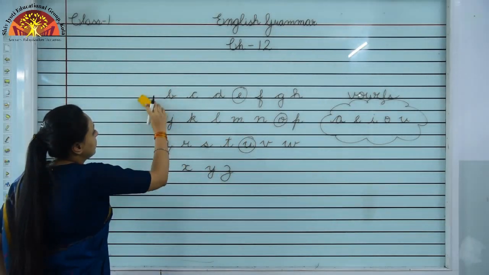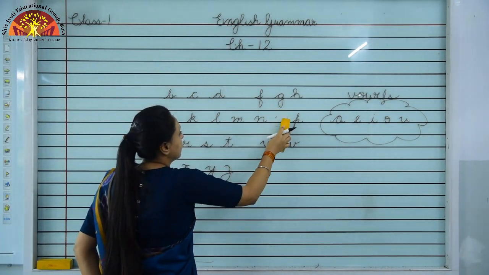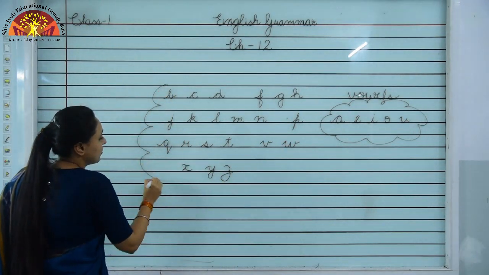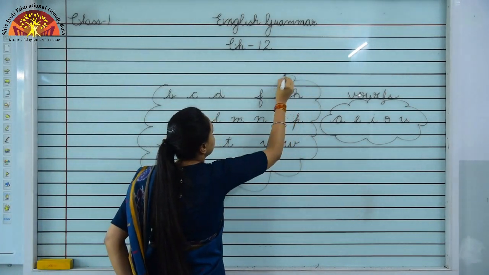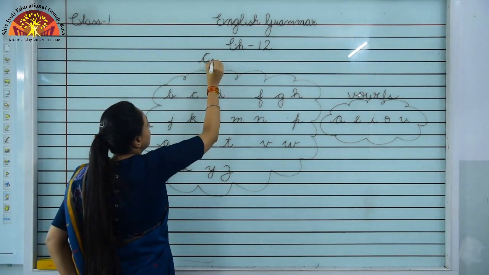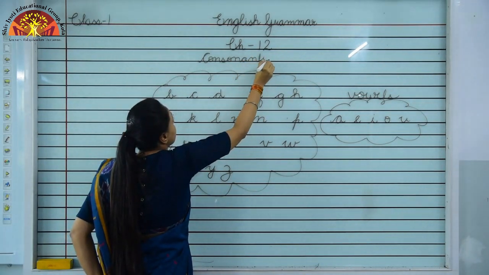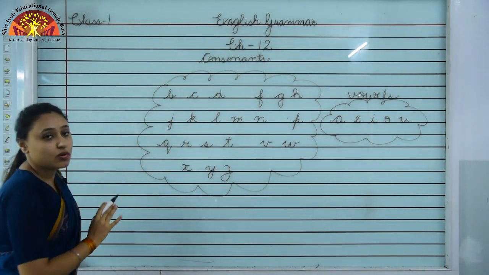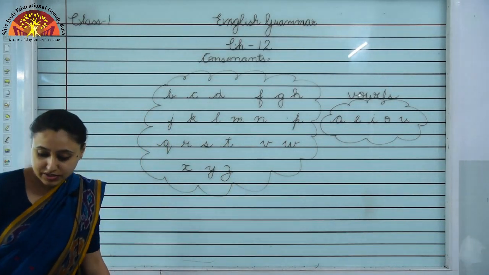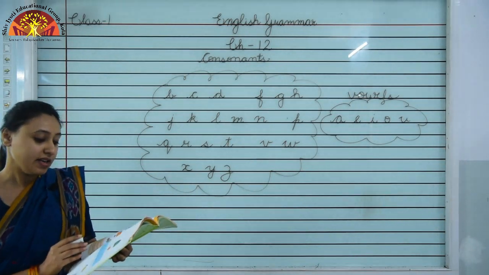Now we learn about consonants. Okay. So here, the rest of the letters in an alphabet are consonants. Okay, these all are consonants. C-O-N-S-O-N-A-N-T-S, consonants. Okay children, the rest all are consonants. I hope vowels and consonants are clear to you. Okay children, now let's learn about the use of a, an and the.